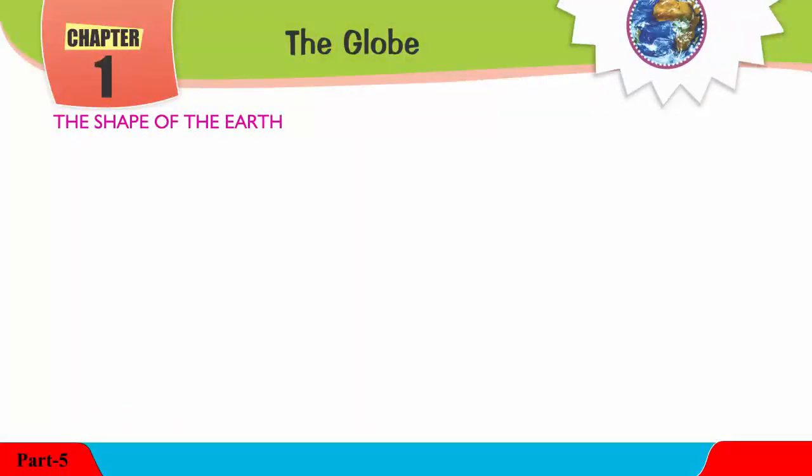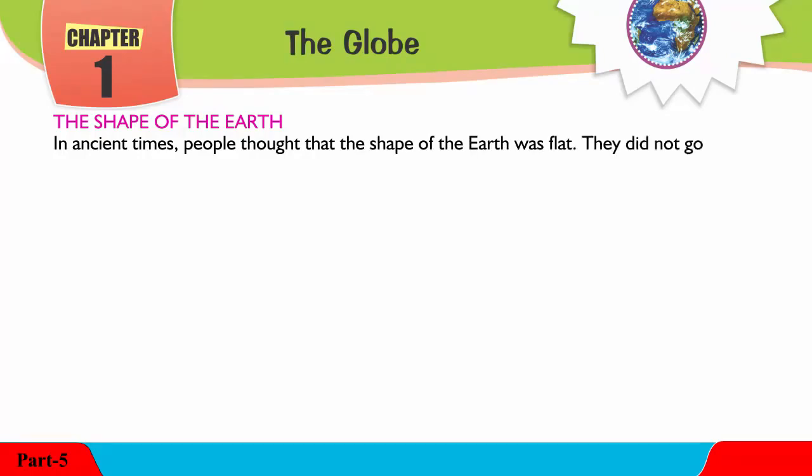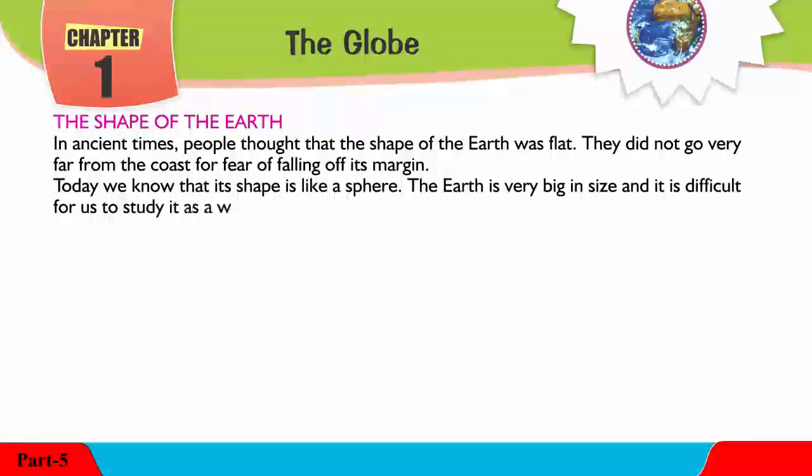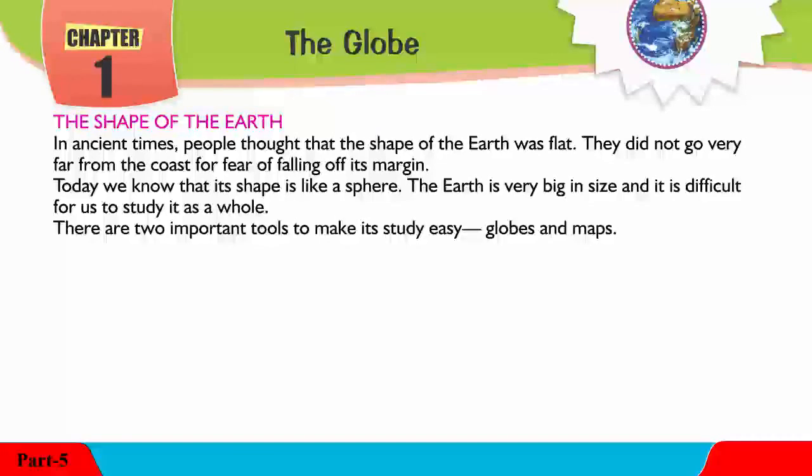The shape of the Earth. In ancient times, people thought that the shape of the Earth was flat. They did not go very far from the coast for fear of falling off its margin. Today, we know that its shape is like a sphere. The Earth is very big in size and it is difficult for us to study it as a whole. There are 2 important tools to make its study easy: globes and maps.